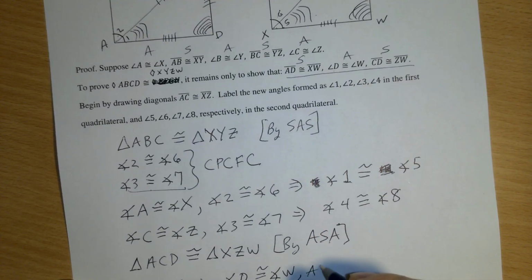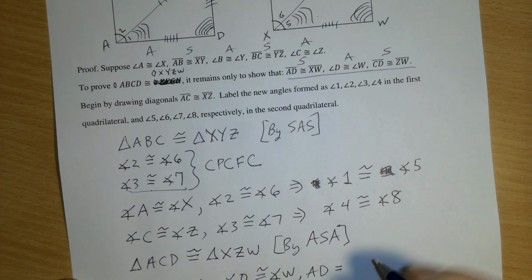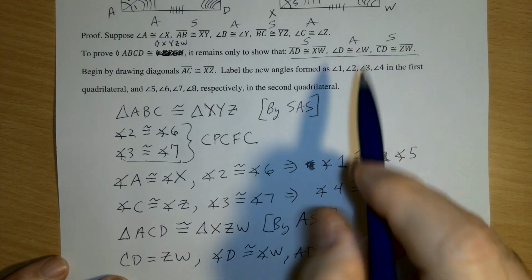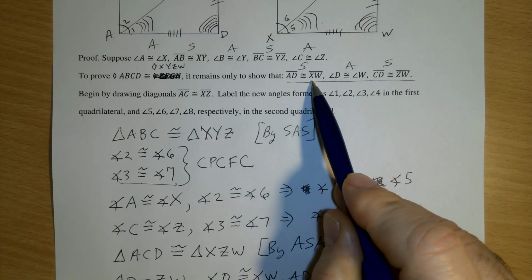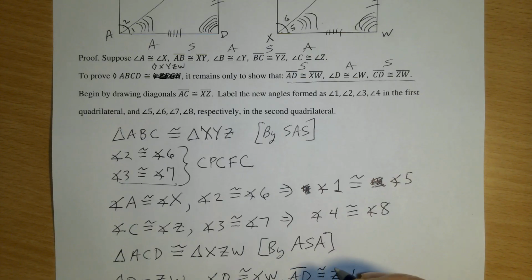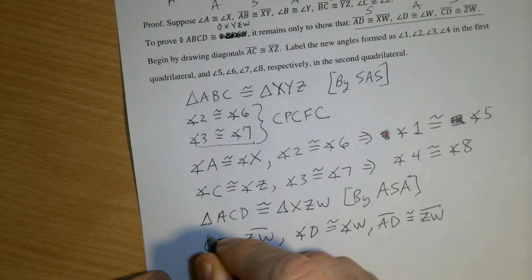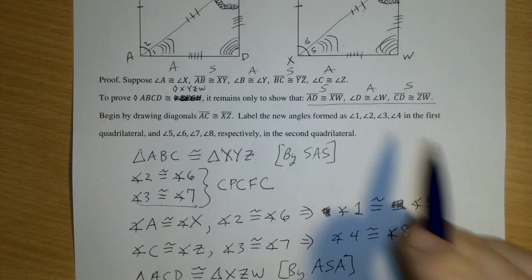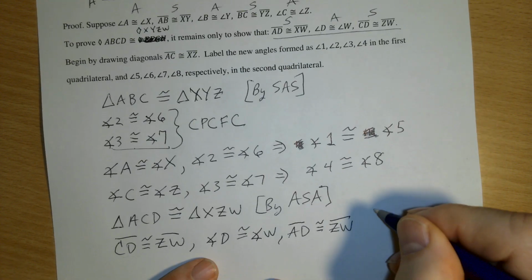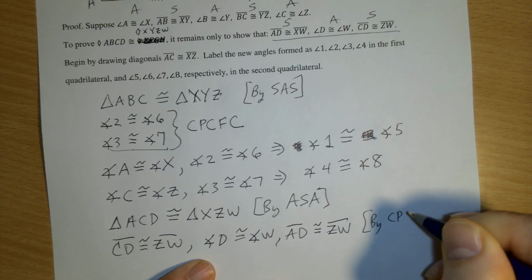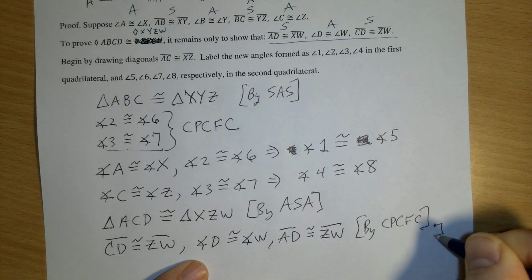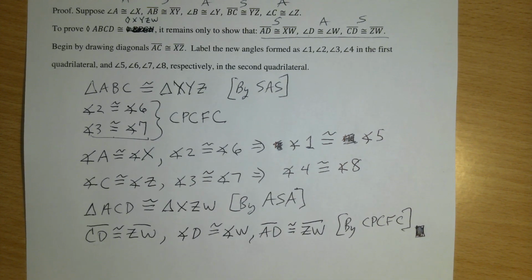AD is equal to ZW. I wrote it slightly differently here. AD is congruent to XW. Congruent because I made them look like line segments, which I can go ahead and do that. Line segments. So we have these three proven here. And this is by corresponding parts of congruent figures are congruent. And that is the end of that proof.